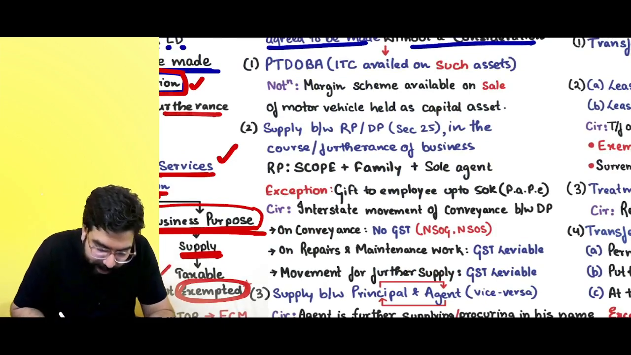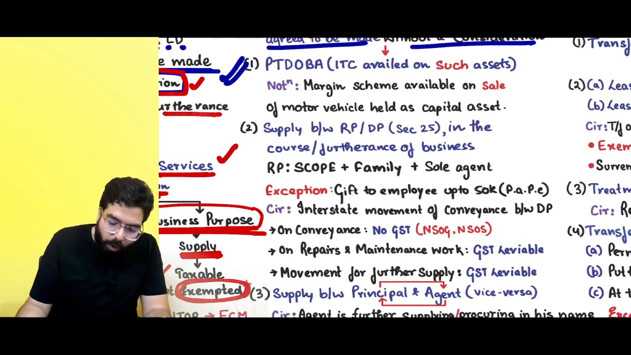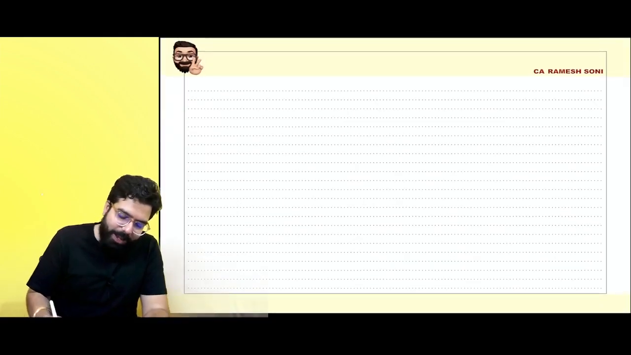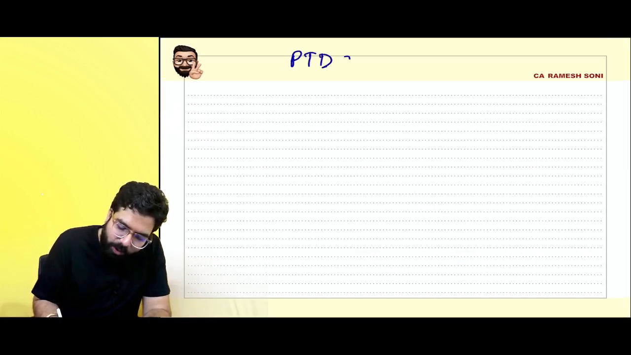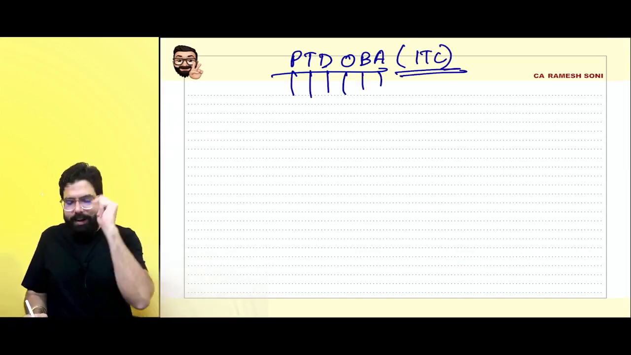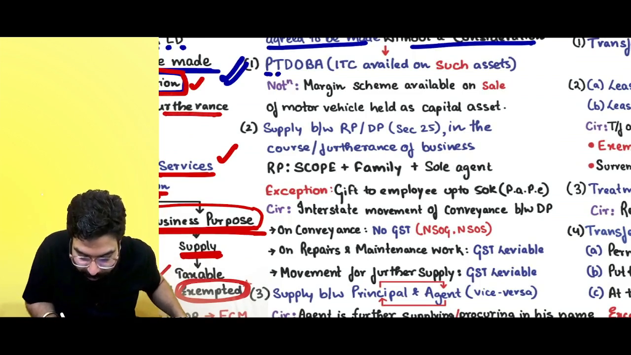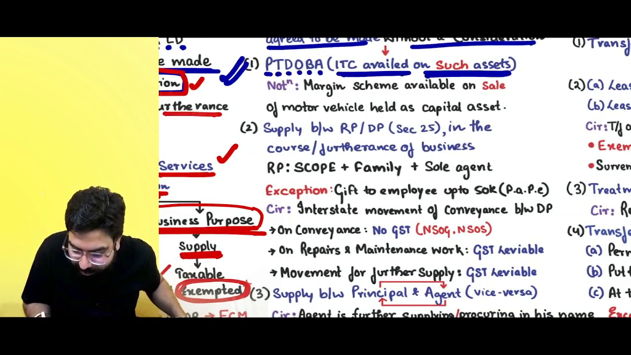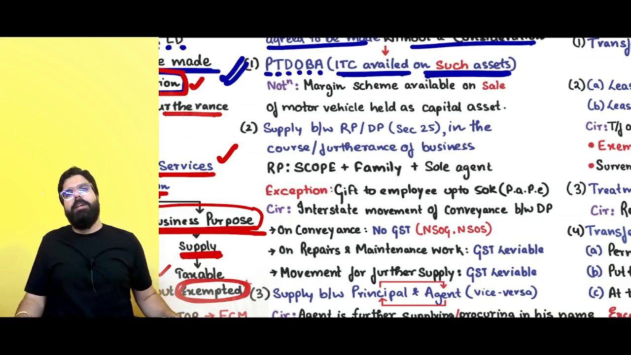Number one is PTDOBA: permanent transfer or disposal of business asset where ITC has been availed on such asset. Everyone, over here, permanent transfer or disposal of business asset where ITC is availed on such asset will be considered as supply.